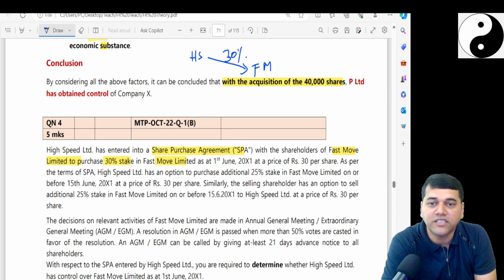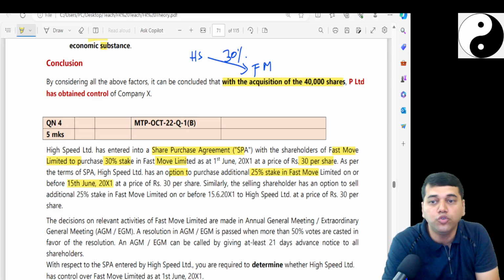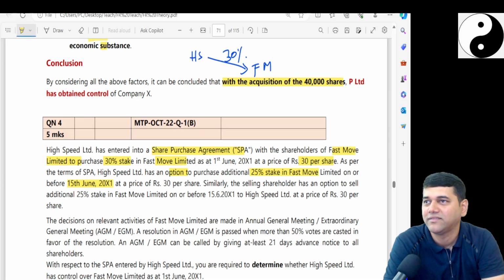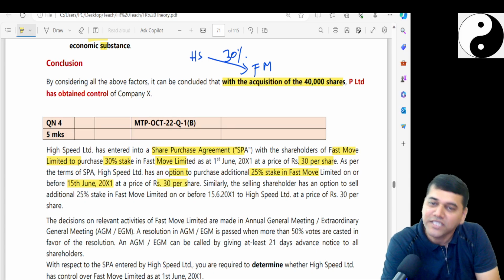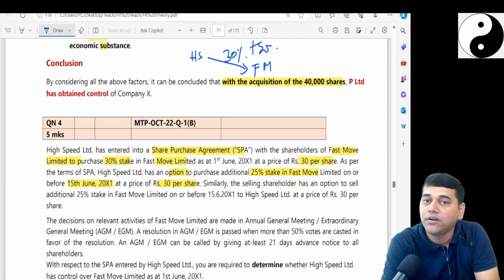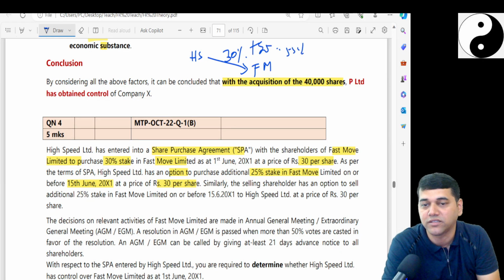As at 31st June 2011, at a price of 30 per share. As per the terms of the share purchase agreement, they have an option to purchase an additional 25% stake of Fast Move before 15th of June 2011. I am giving just 15 days. At the same price. If you want, then what happened? My total stake comes to 55%. That means controlling interest.